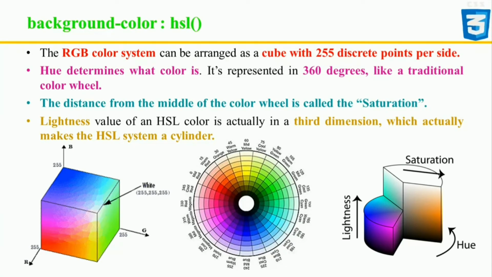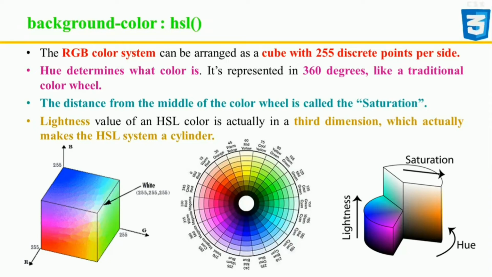So the HSL system was developed as a way to evolve the RGB color system by making it easier to visualize. In HSL, hue determines the color. It is represented in 360 degrees like a traditional color wheel. One of the main advantages of HSL over RGB color is that the complementary colors are located across from one another, which makes the whole system very intuitive.